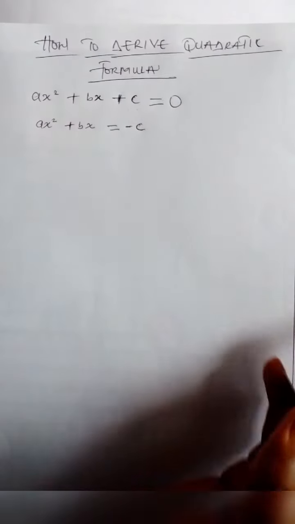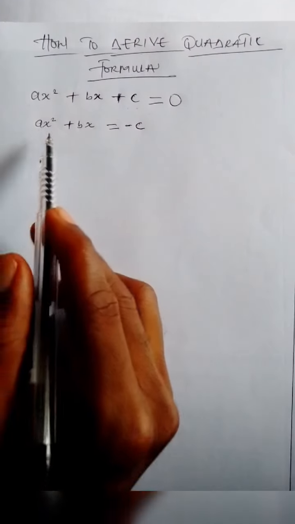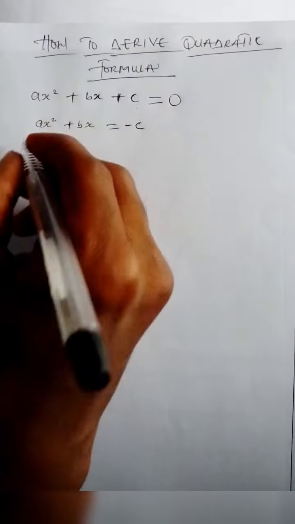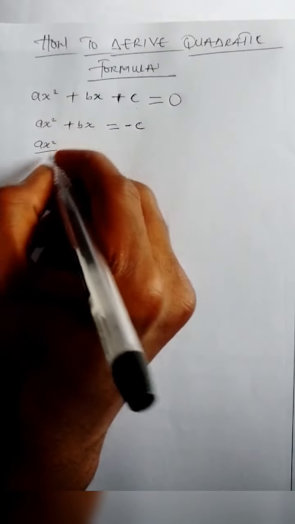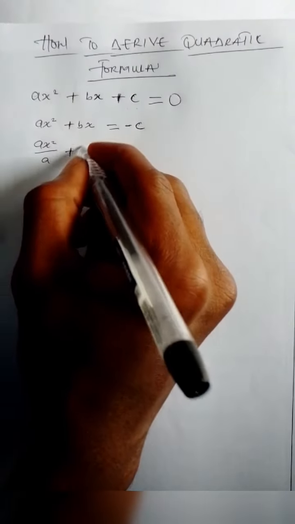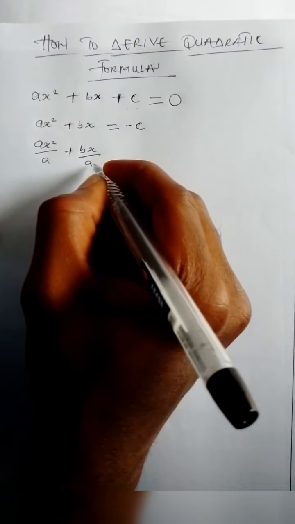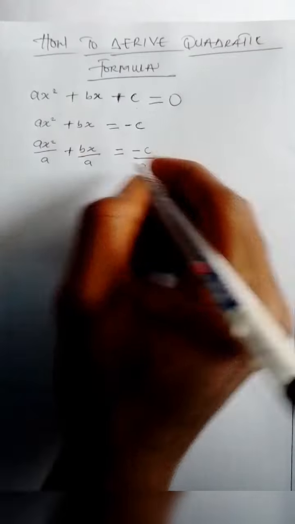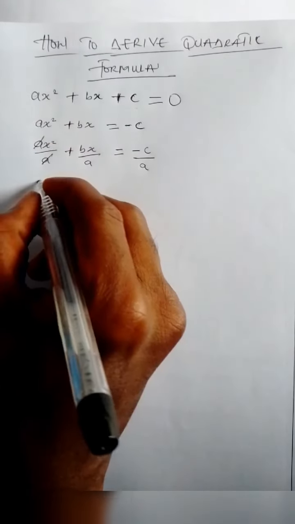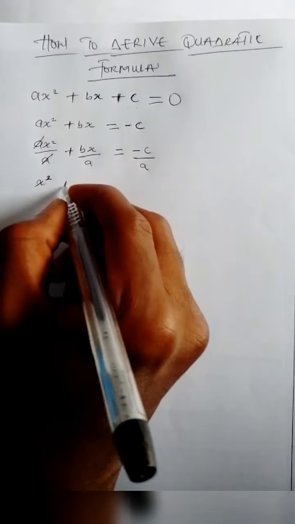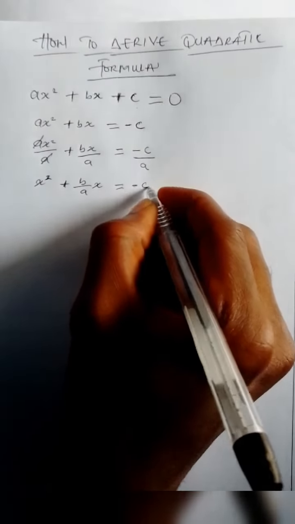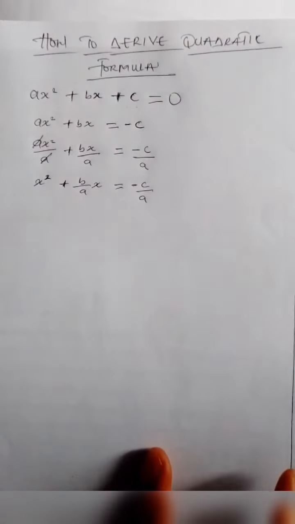Alright, the next rule says divide all through by the coefficient of x squared, and the coefficient of x squared is a, so we are dividing all through by a. We have ax squared divided by a plus bx divided by a equal to minus c divided by a. A cancels a. We have x squared plus b over a x equal to minus c over a.